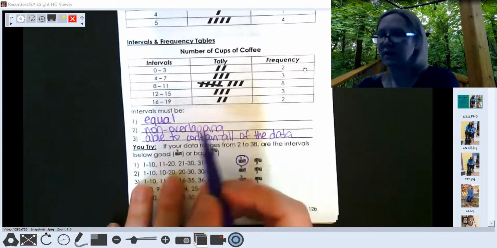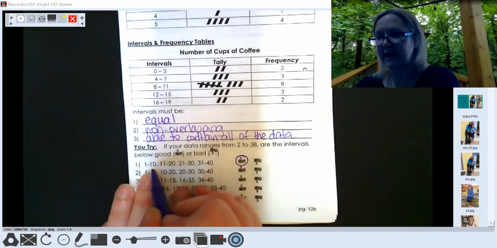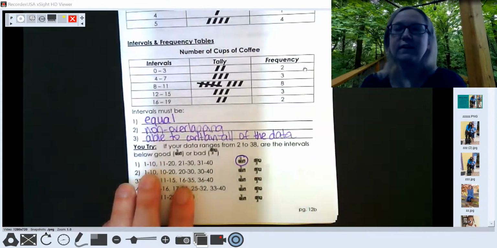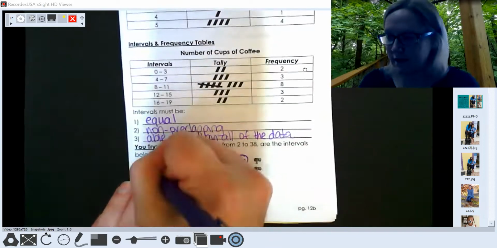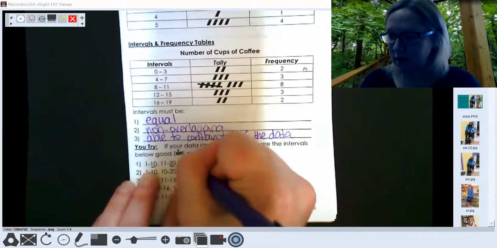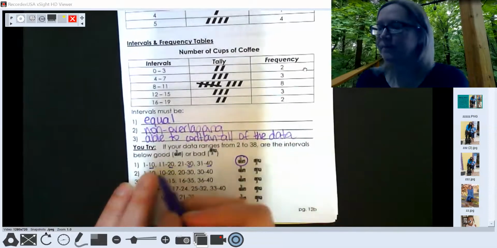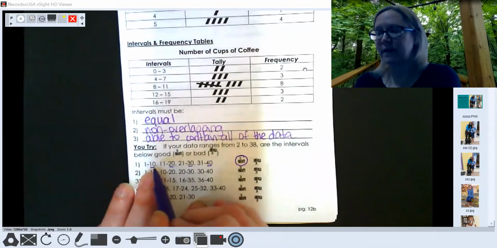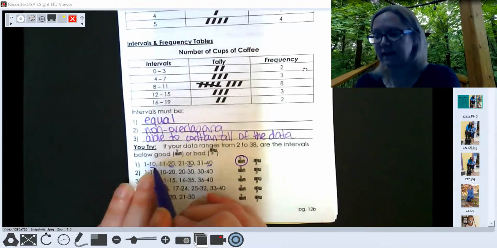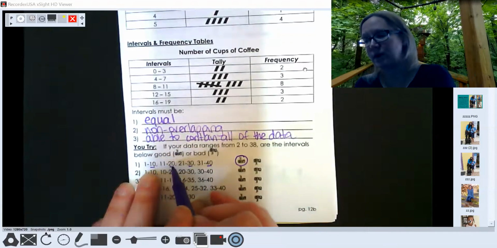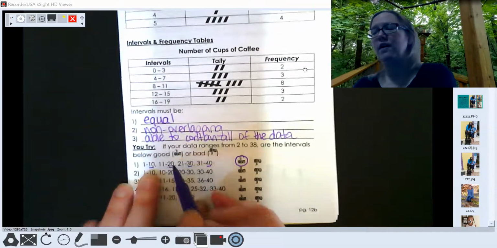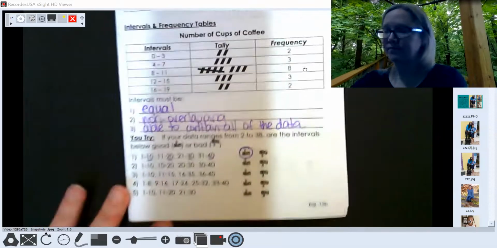It also has equal intervals, and the easiest way to see if they're equal is to look at the second number in each interval. I've got 10, 20, 30, 40, so I can see that they're counting by tens. Also, they're non-overlapping because I have 1 through 10, then I start at 11 to 20, then 21. So there's no overlapping there.